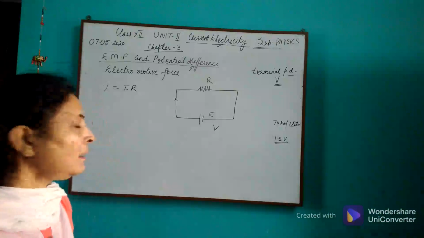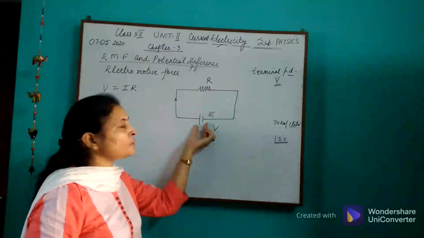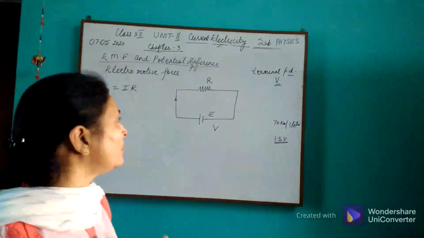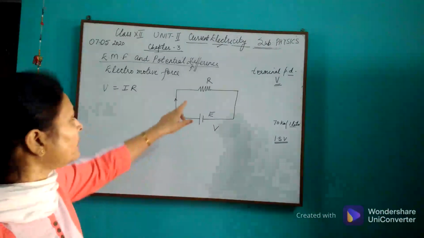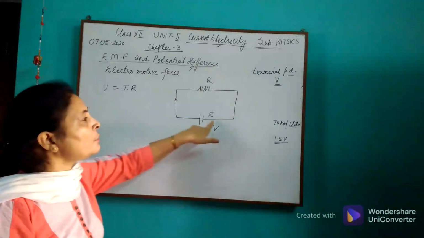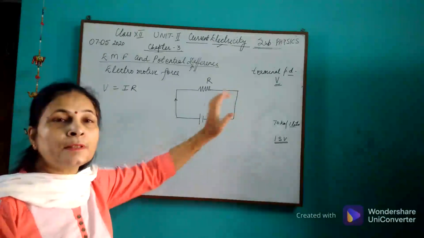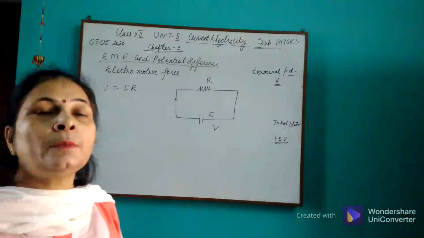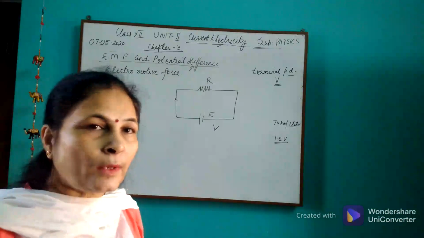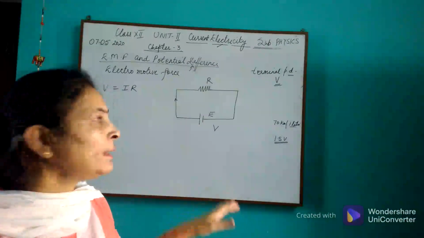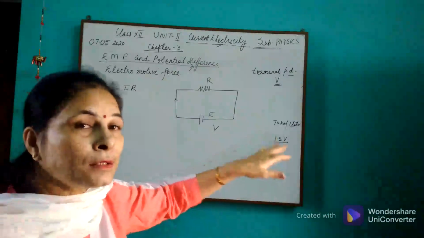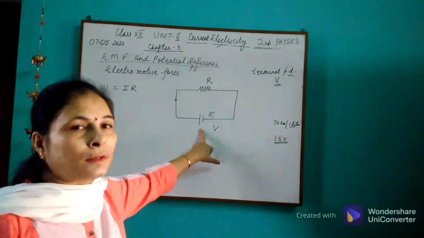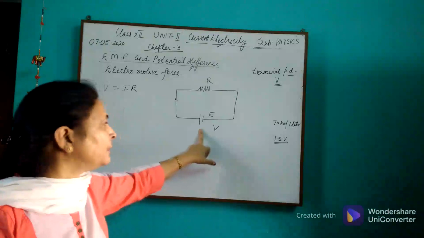What will change if I take the internal resistance of this cell also into consideration? I already told you, 2-3 days back, that these wires will have some resistance, but that is also being neglected. Since this is a conductor, the resistance will be very, very small. These are the connecting wires, so we are neglecting them. But in case we take the resistance of the cell into consideration, then what will happen?